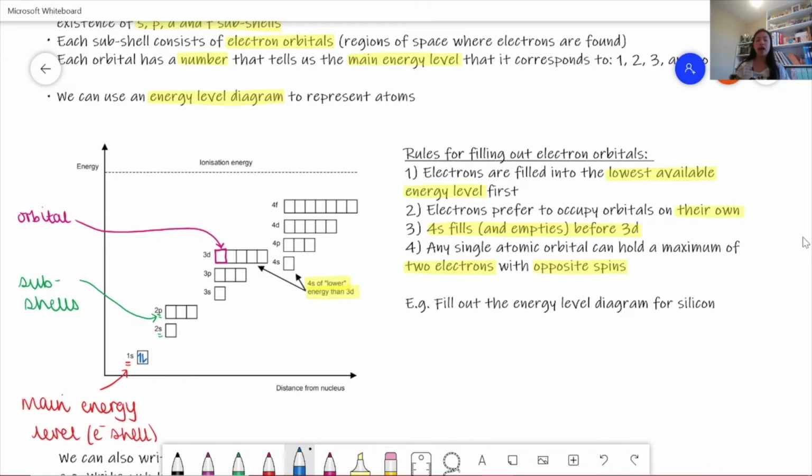You might think, because electrons prefer to occupy orbitals on their own, that this second electron would go into 2s. But this rule is actually overridden by the first one, because electrons are always filled into the lowest available energy level first. And so we've now filled 2 electrons, and so now we fill 2s. So we have another 2 electrons, and I draw them like this because this indicates the spin. So we have one which is spinning, let's say, clockwise, and the other one which is spinning anti-clockwise.